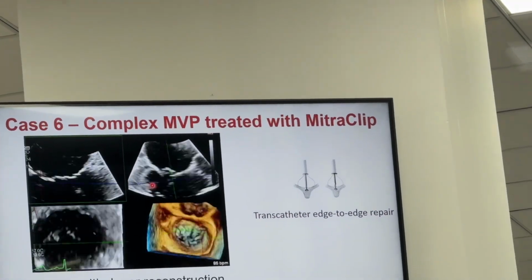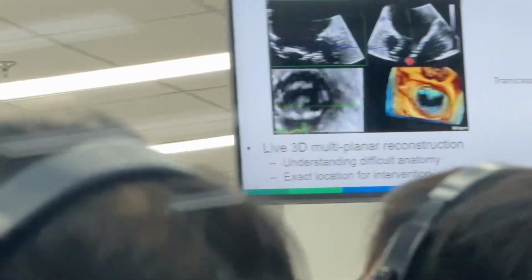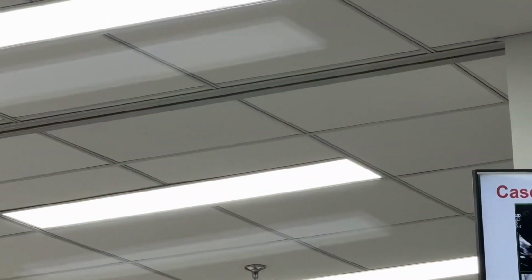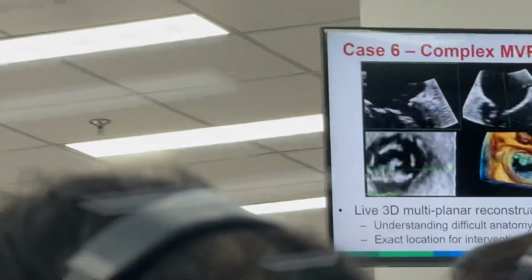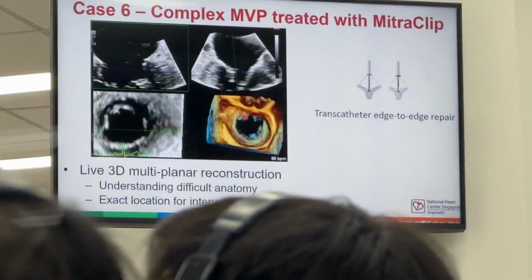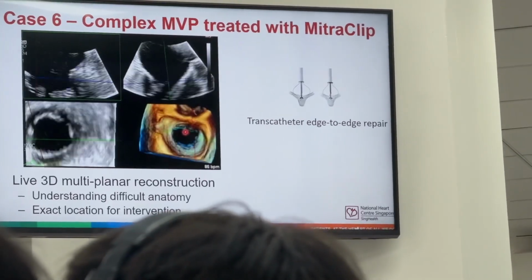This is a long axis view. You can see the P3 segment and A3 segment, and the overhanging segment on the top is actually the flail medial commissural segment, as confirmed on the 3D en face view as well.